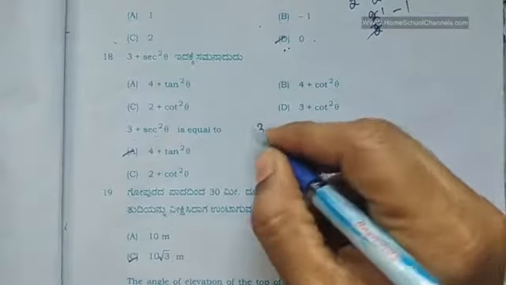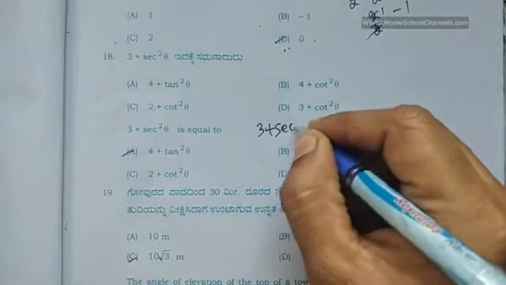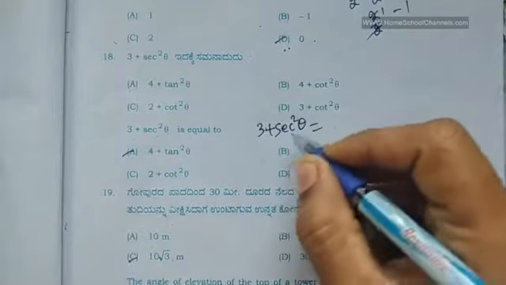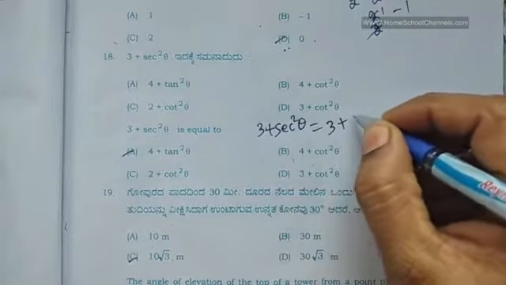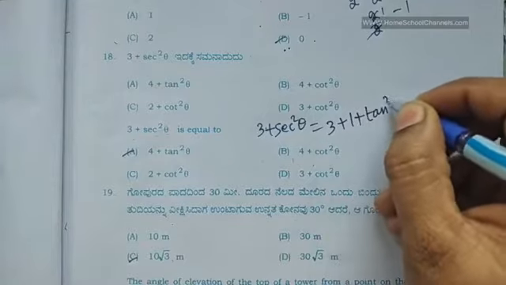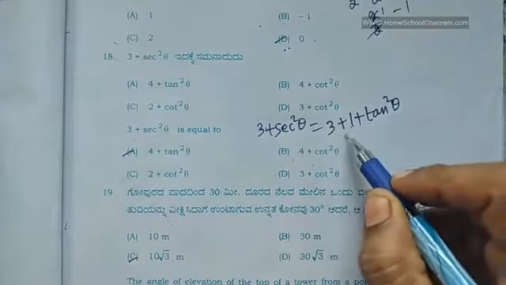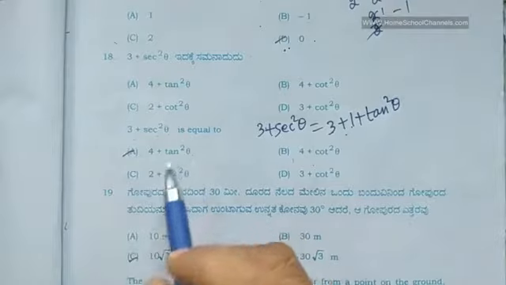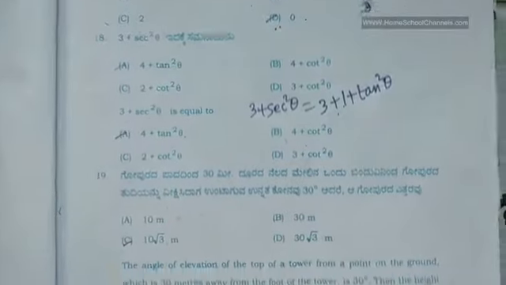18th one, 3 plus secant square theta is equal to. We know that secant square theta we can write as 1 plus tan square theta. 3 plus 1 is 4, 4 plus tan square theta. Option A is the right answer.